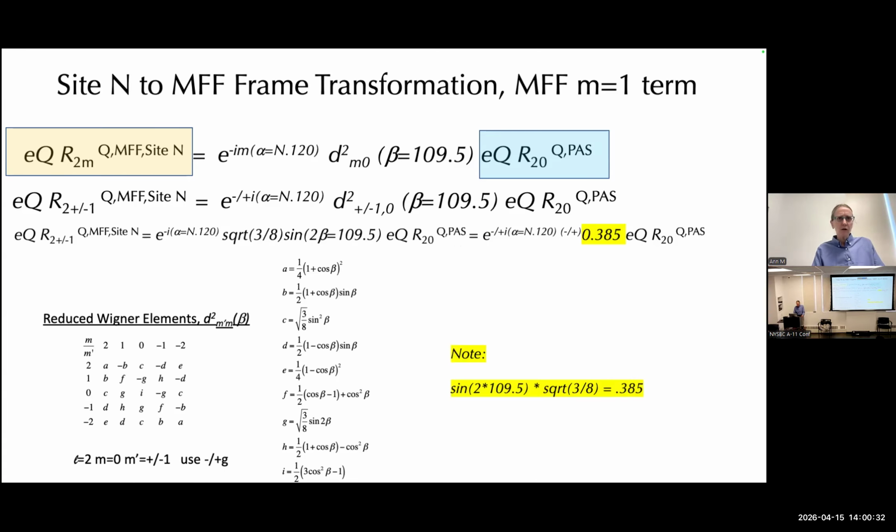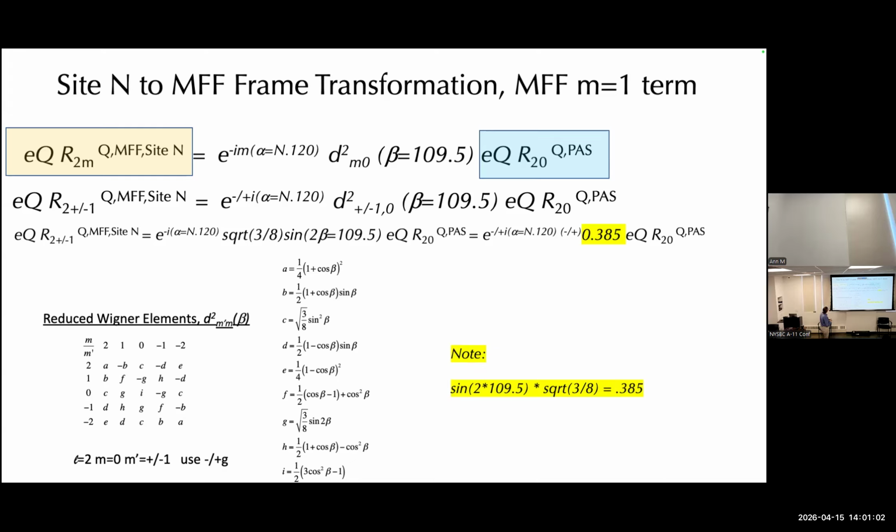Now I also have to do the m equals 1 term. It's not quite as simple, but it does simplify. If I put m equals plus or minus 1 instead of m equals 0, two things change. This is no longer e to the 0, this is e to something. And I also have to pick a different term from down here. I need a term that relates 1 and -1 to 0. So I look here and I see that that is either G or minus G.